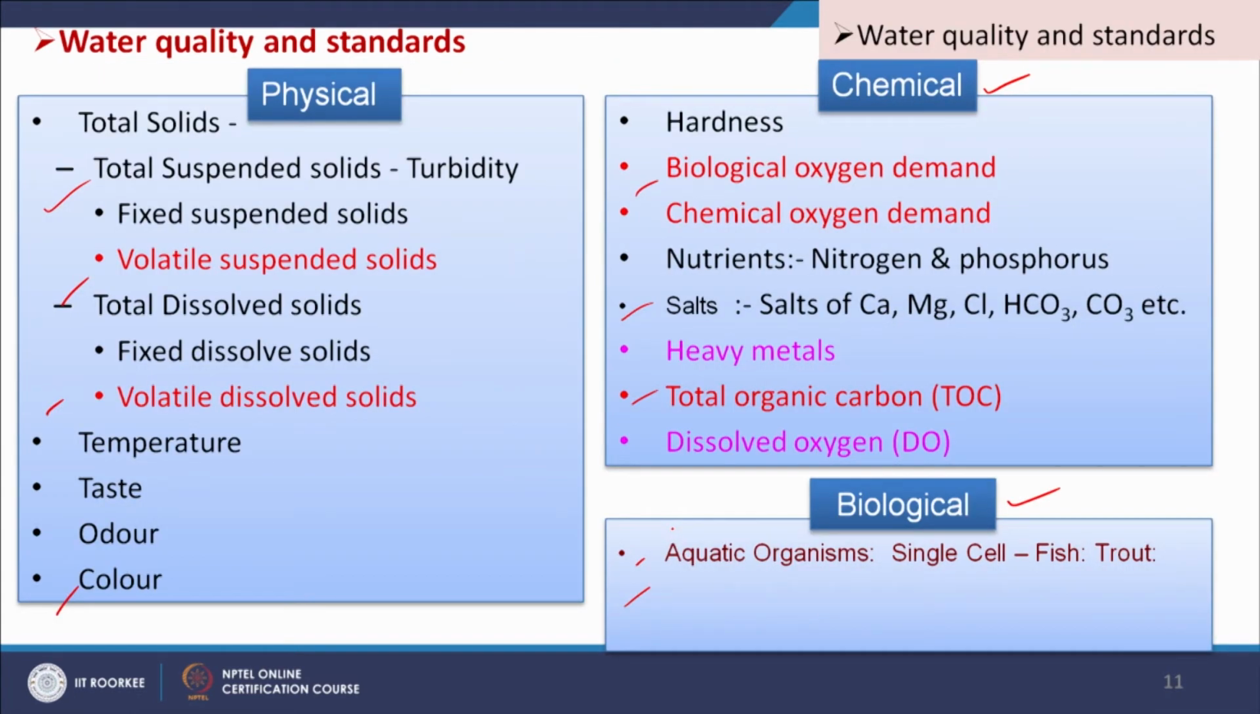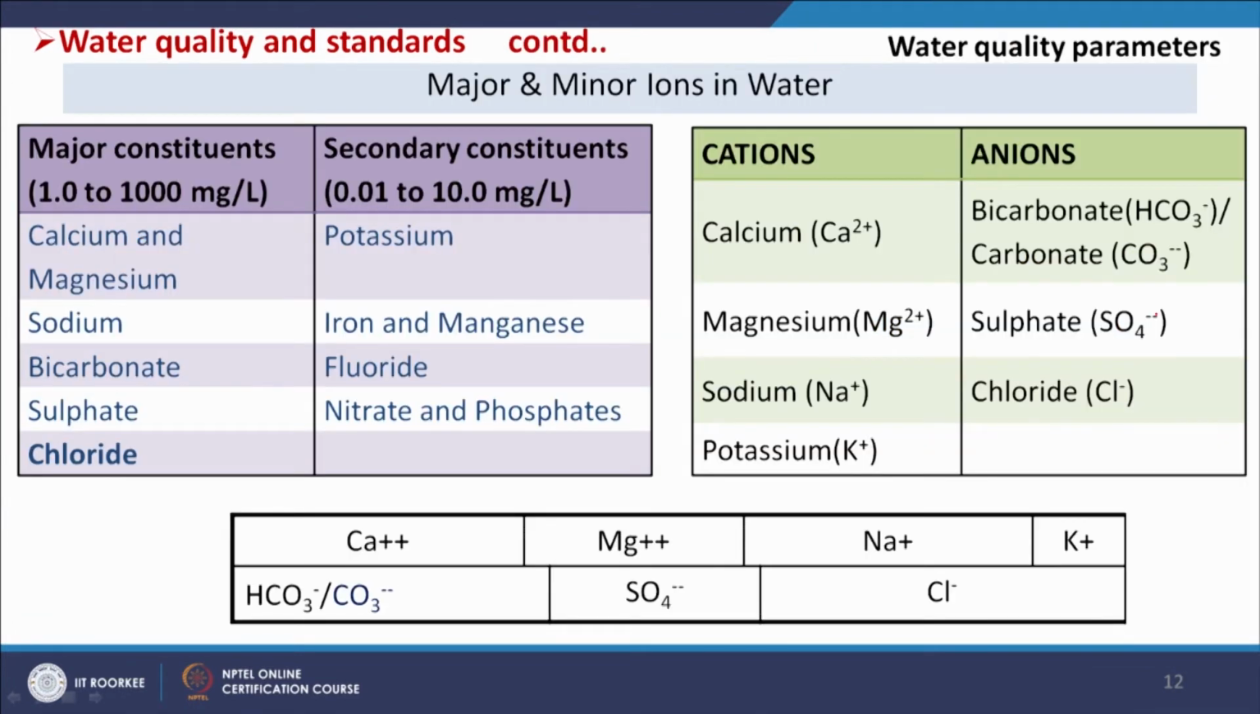We will also, in the subsequent chapters, discuss how to analyze these quality parameters and how to get their values, but here we will be discussing something more about water quality in terms of the salts present in the water. If we look at the different types of salts and ions present in the water, we see that calcium, magnesium, sodium, bicarbonate, sulphate and chloride are in larger concentration, that is 1 to 1000 milligram per liter, and the others are in lesser concentration, that is potassium, iron, manganese, fluoride, nitrate and phosphorus, at 0.01 to 10 mg per liter. And we can classify these into two categories, the cations and anions: calcium, magnesium, sodium, potassium ions, whereas bicarbonate, carbonate, sulphate and chloride ions.